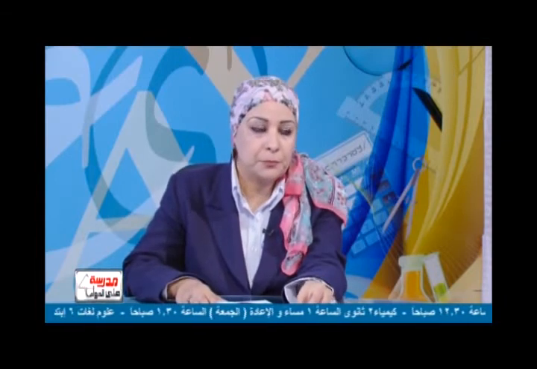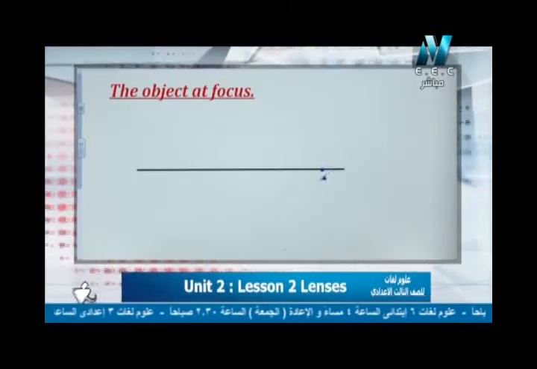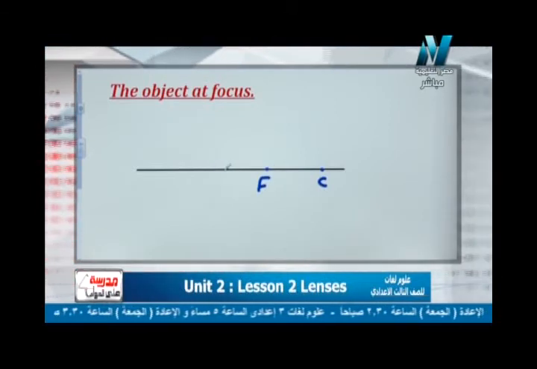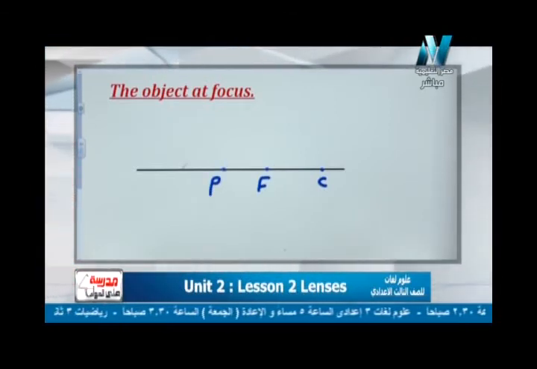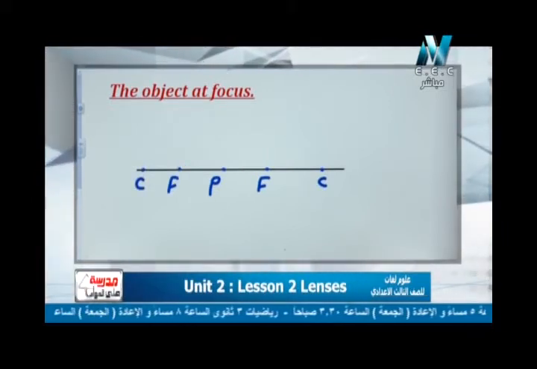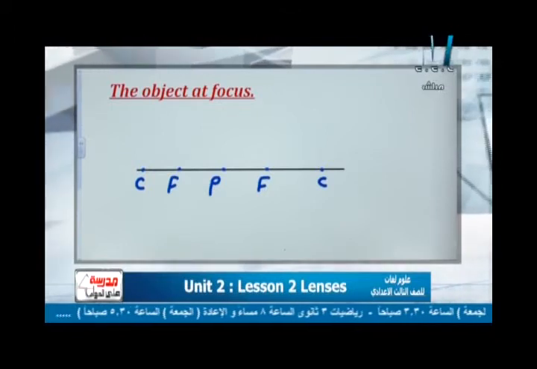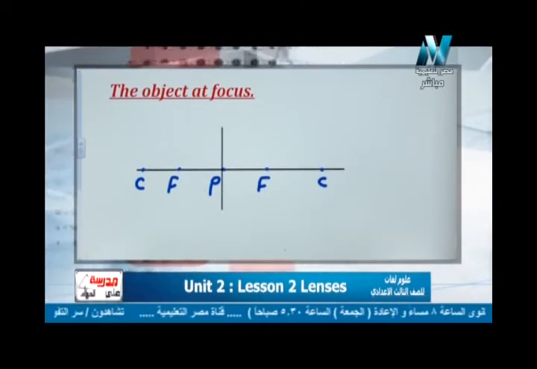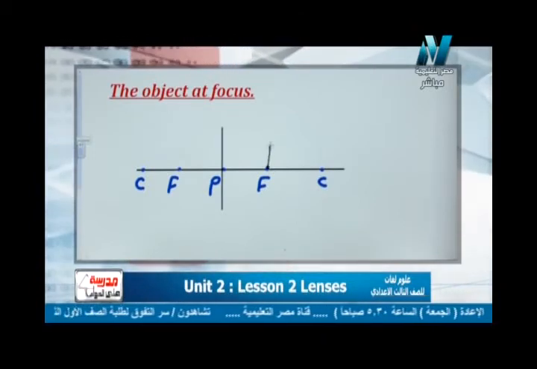We have here another case: the object at focus, or at a distance equal to the focal length. As you see here we have C, F, of course four equal distances, don't forget the four are equal. P, F and C. Don't forget to draw the imaginary line by ruler. The object is at a distance equal to the focal length, or at focus.